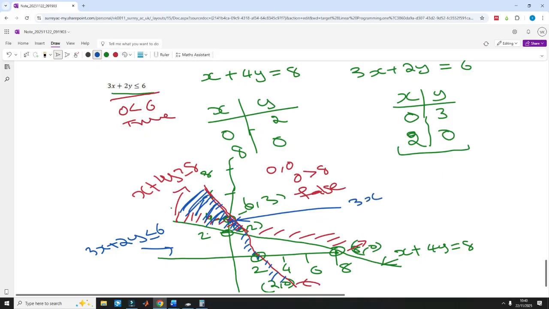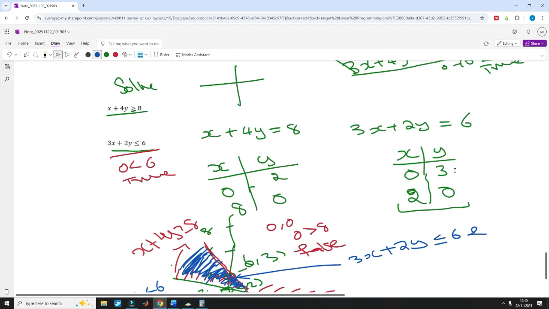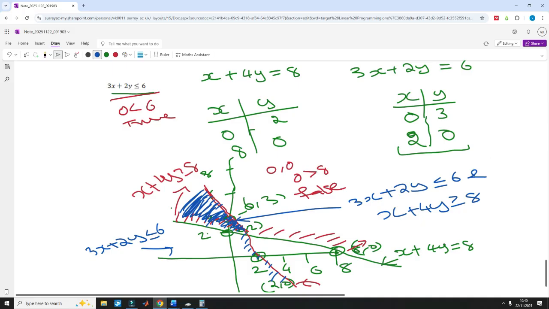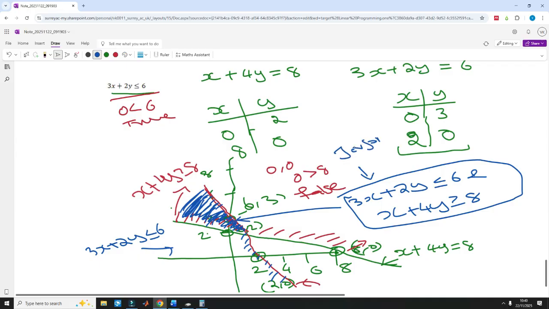Just follow the pen: this shaded region corresponds to 3x plus 2y less than or equal to 6, and the other inequality, x plus 4y greater than or equal to 8. So this is the common region where both of these conditions meet. These conditions, in LPP language, are called constraints.